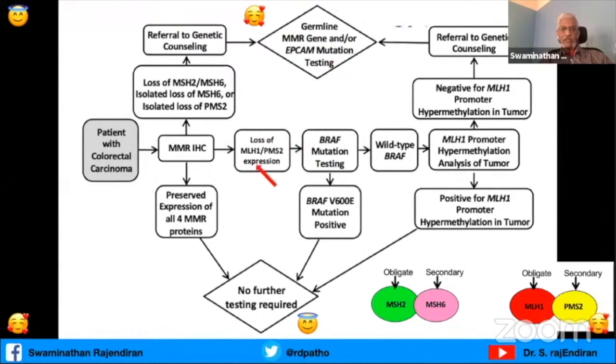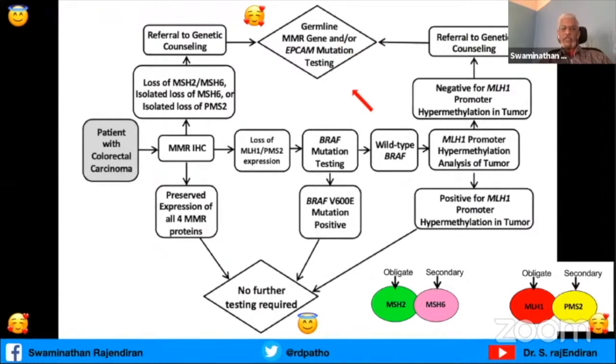When there is loss of MLH1 and PMS2, then we have to test for BRAF mutation. Remember, BRAF mutation can happen in MMR unstable tumors. In those cases, we have BRAF positive, and again, when BRAF is positive, we have to see whether it is hypermethylated or non-hypermethylated. When it is positive for promoter hypermethylation, no further testing. When it is negative for hypermethylation, we have to go for germline mutation testing for Lynch syndrome genes.